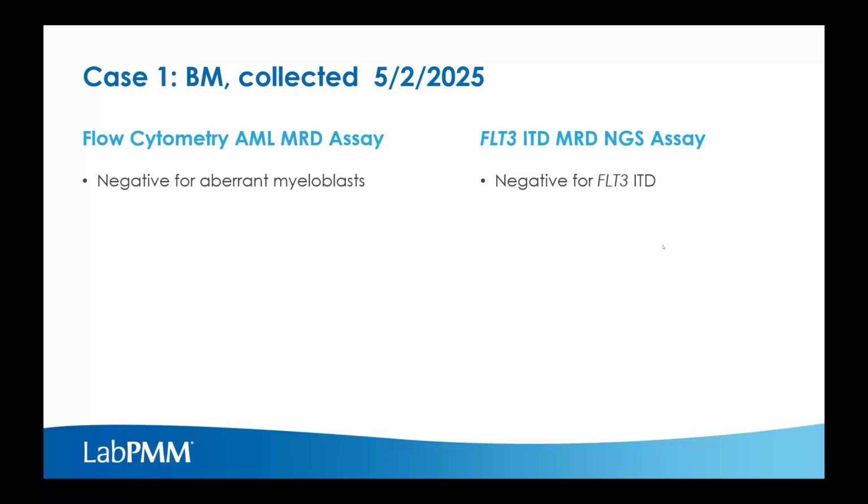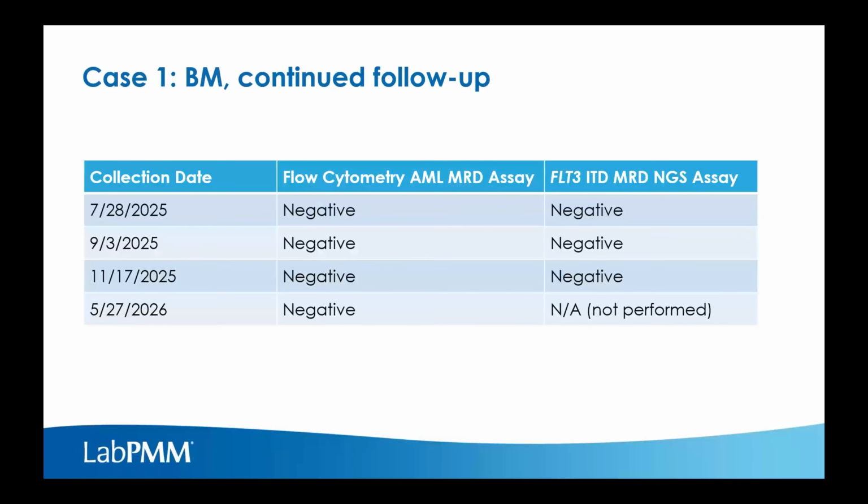About 1 month later, we received a bone marrow aspirate, and again this time it is negative, and by molecular, FLT3 ITD is also negative. We have continued sequential follow-up on this bone marrow. You can see July 2025, September, and November, and up to May 2026 for bone marrows, they're all negative. And the FLT3 ITD by NGS is also negative.